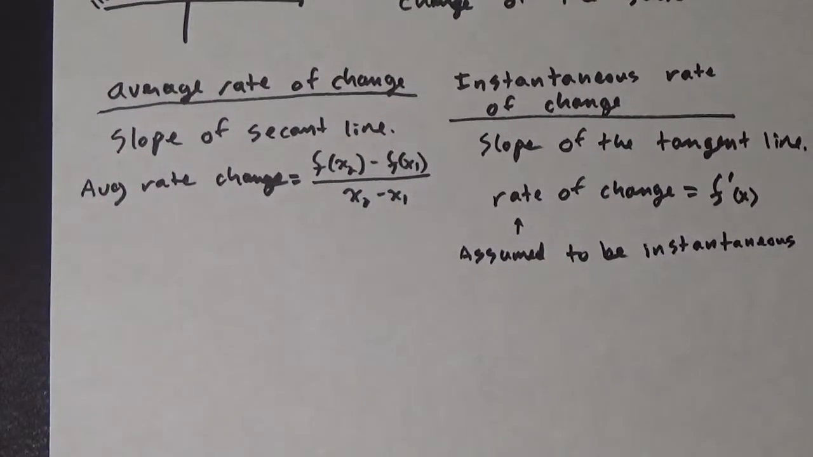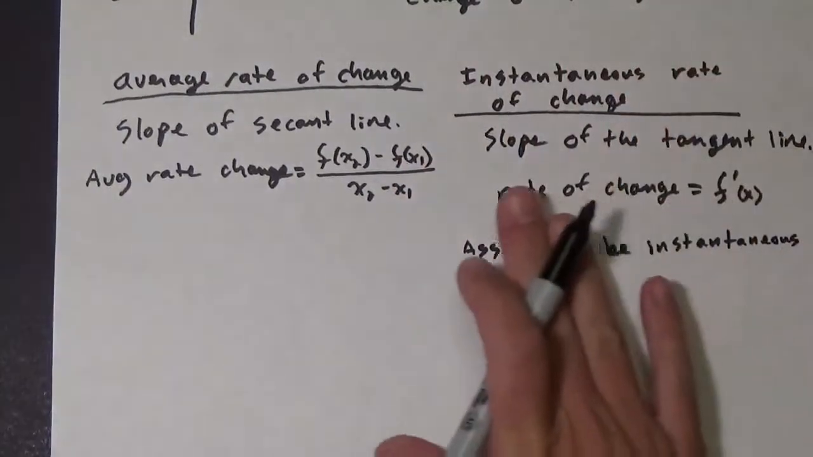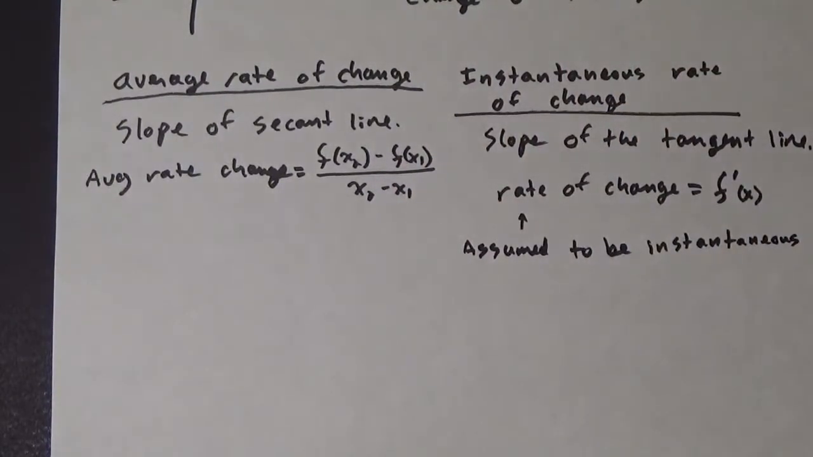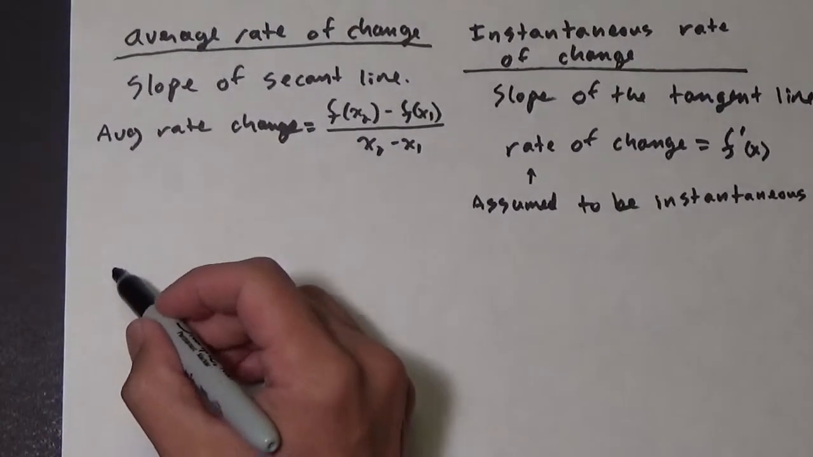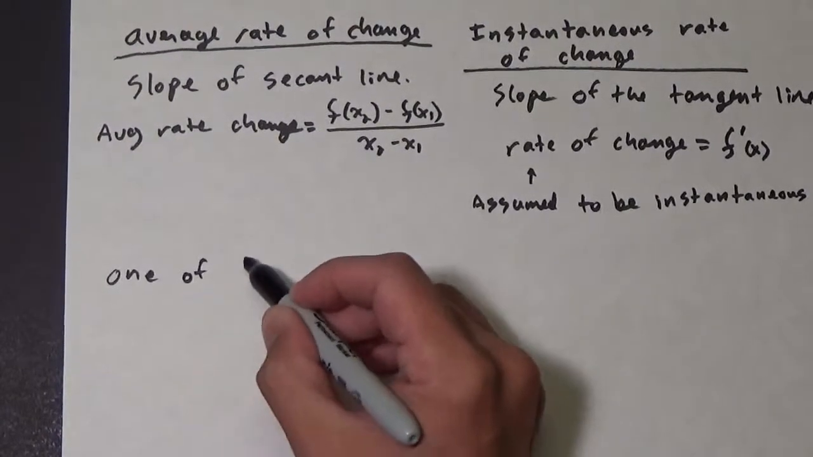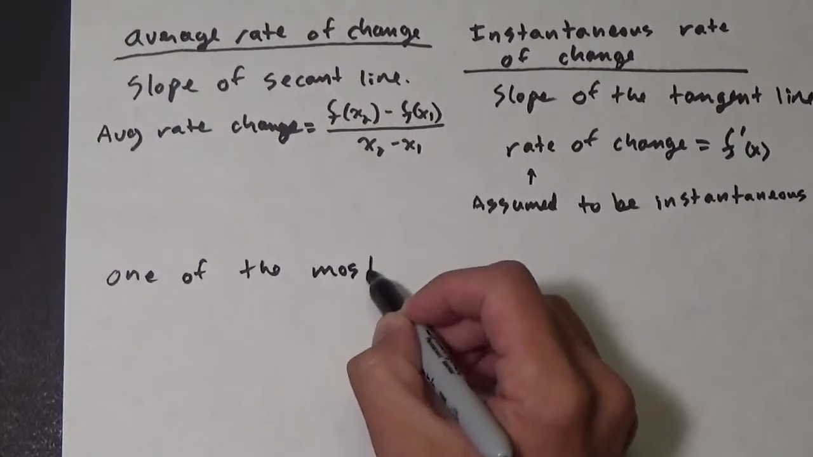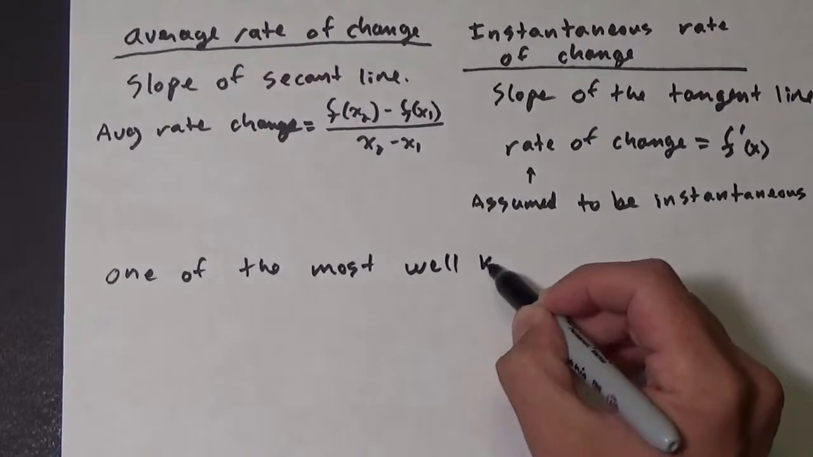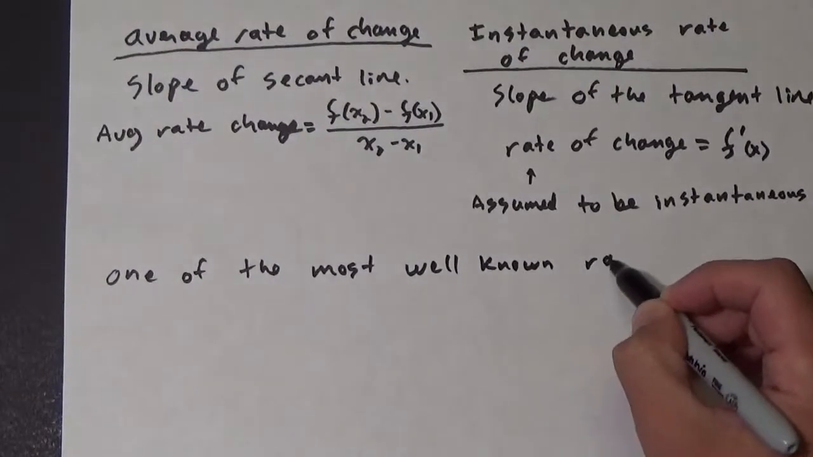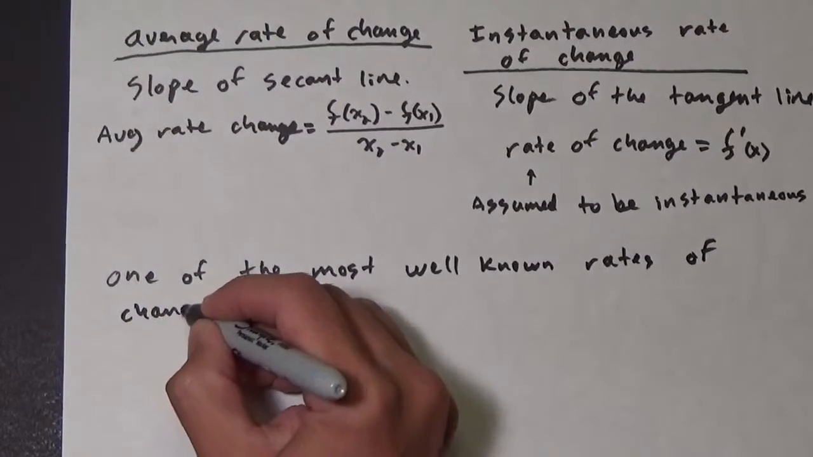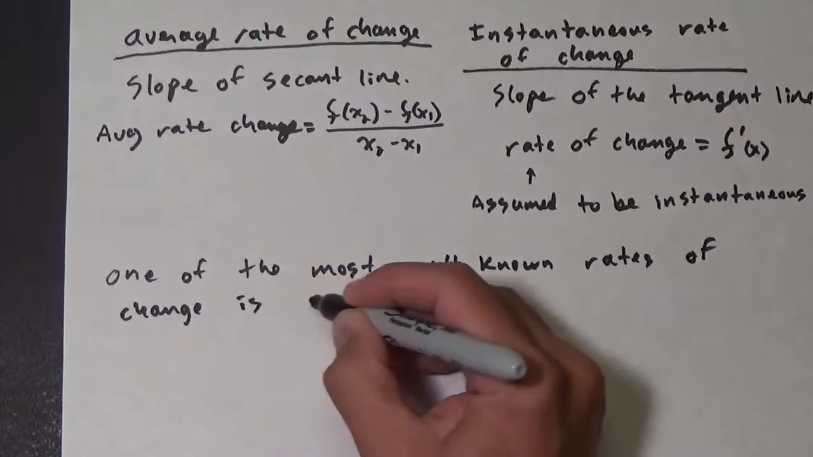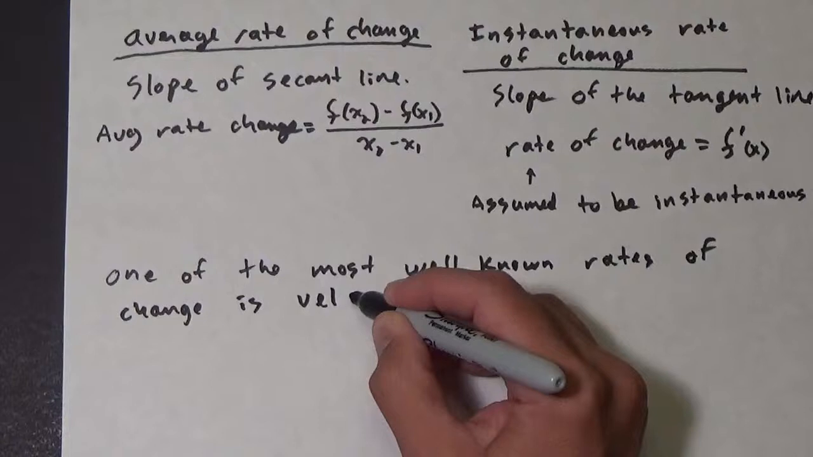Okay. So let's look at how we're going to use the derivative and the instantaneous rate of change. One of the most well-known rates of change is velocity.